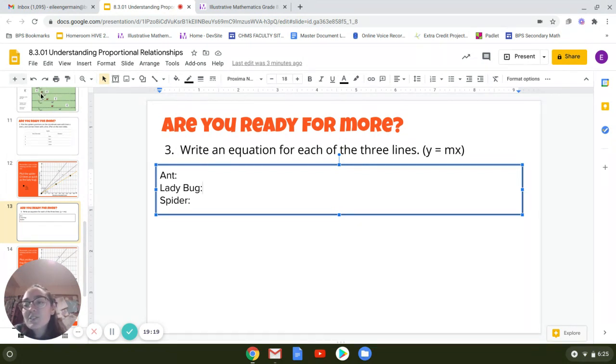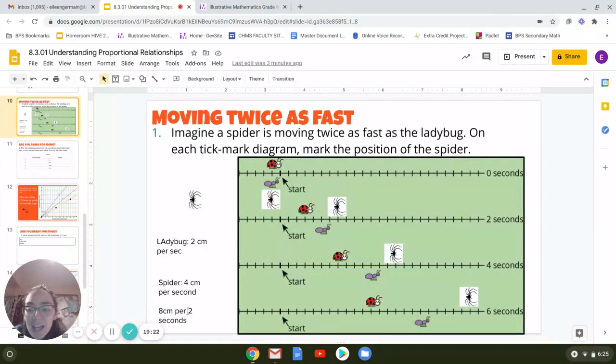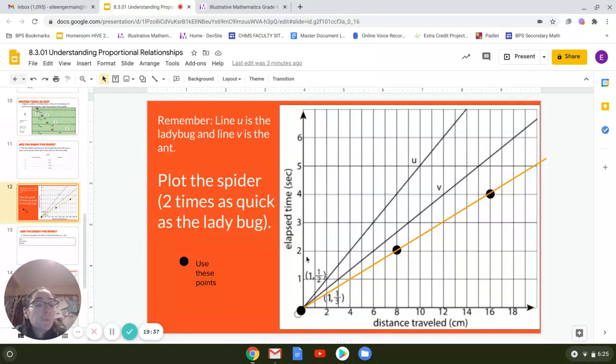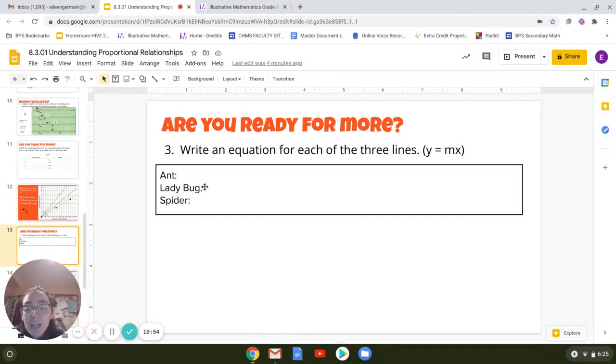If we go back to this little slide right here, and we think back, how fast did the ladybug move every second? We were able to calculate that by saying that after 2 seconds, she moved 4 centimeters. So after every 1 second, she only moved 2 centimeters. So you could also look back at this graph right here, where you could say after 1 second, how far did that ladybug move? She moved 2 centimeters.